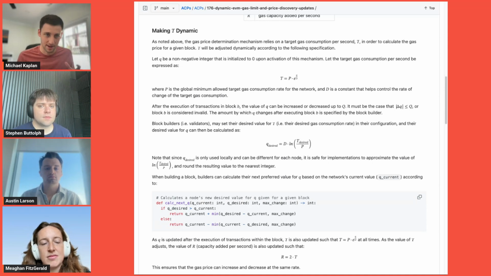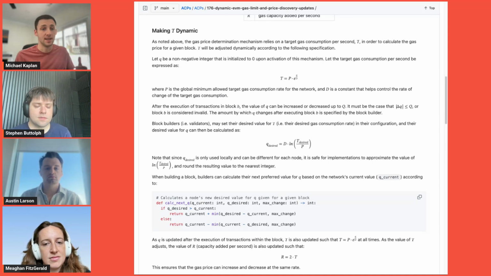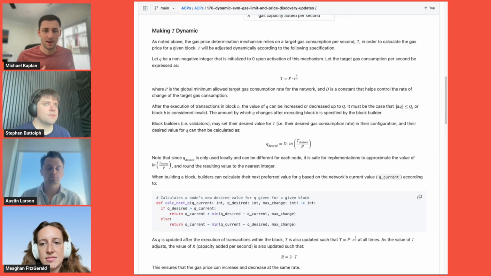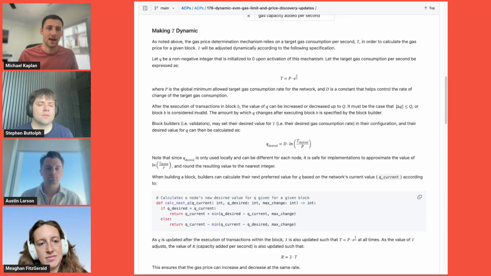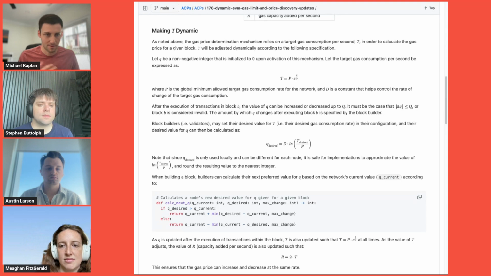And the network validates that the value you set is within the allowed range. As long as it's within that allowed range, it is valid to be accepted and then enacted by the network immediately.